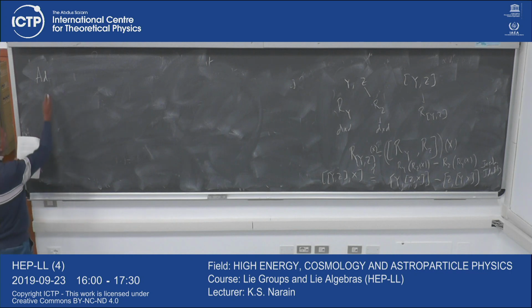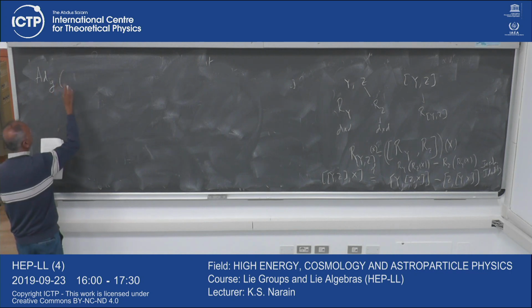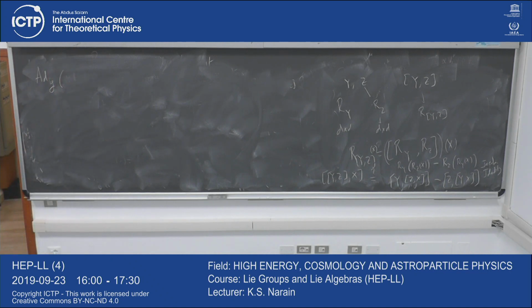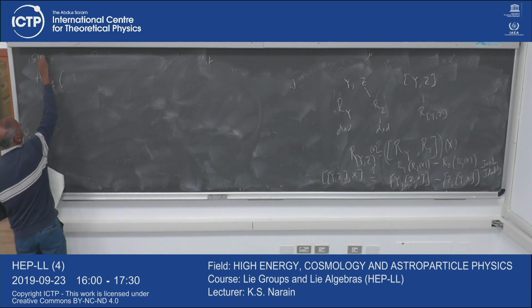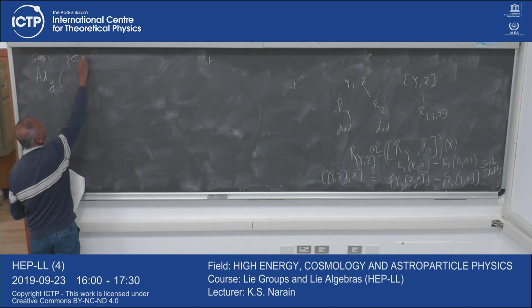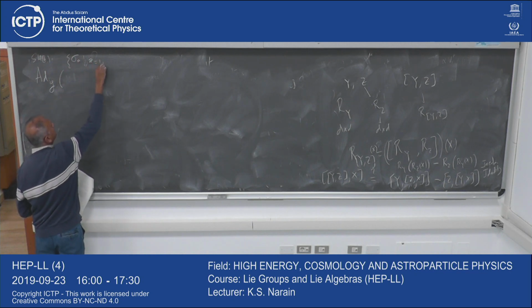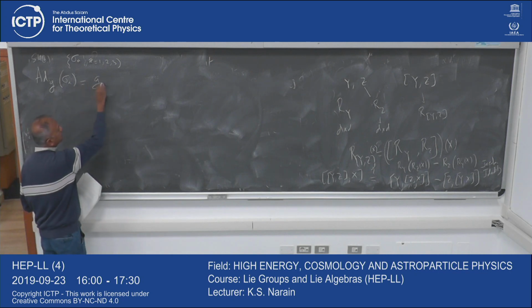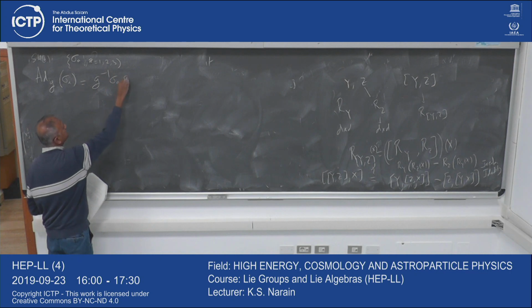So Ad G acting on the Lie algebra X, right? But it is clear that it is sufficient to specify the action on a basis, because anyway the whole thing is linear. If you specify the action on the basis of the generators, then you know the action on everything. So I might as well choose the basis for SU(2) to be the Pauli matrices sigma_A, where A goes from 1, 2, 3. Then Ad G acting on sigma_A is what we said, G inverse sigma_A G.